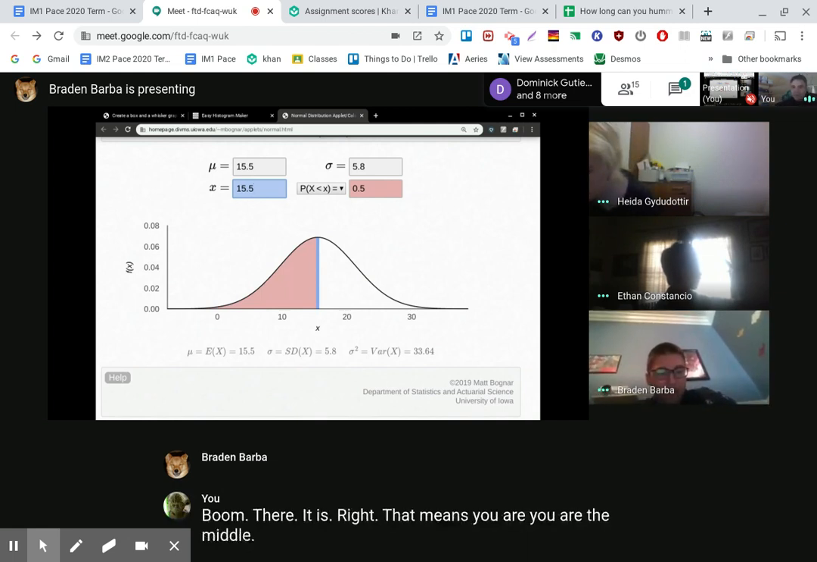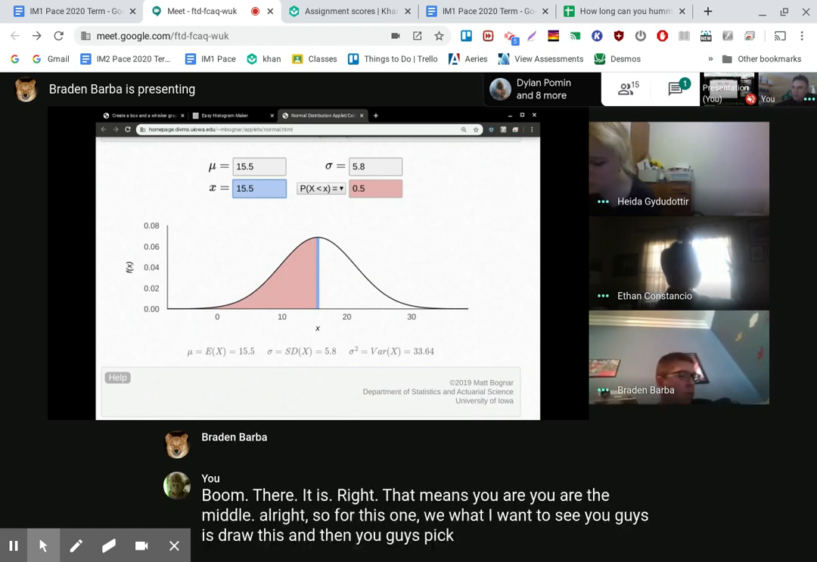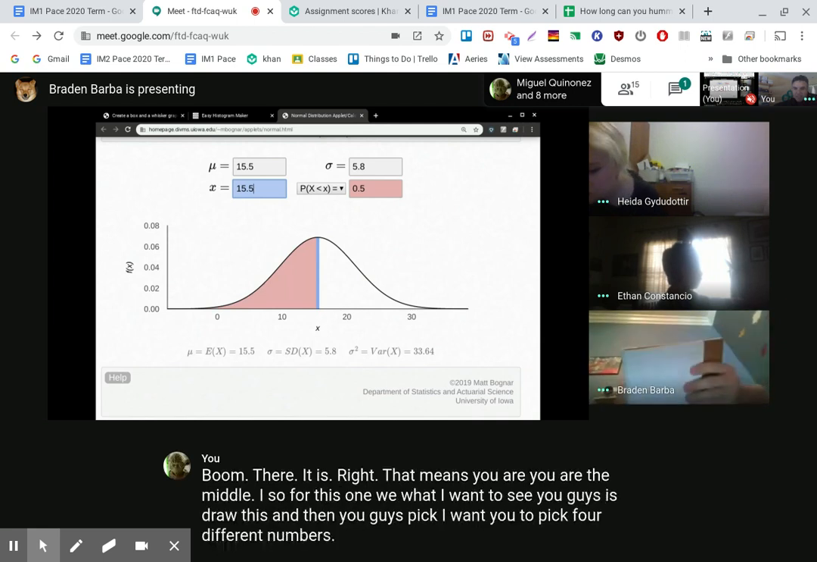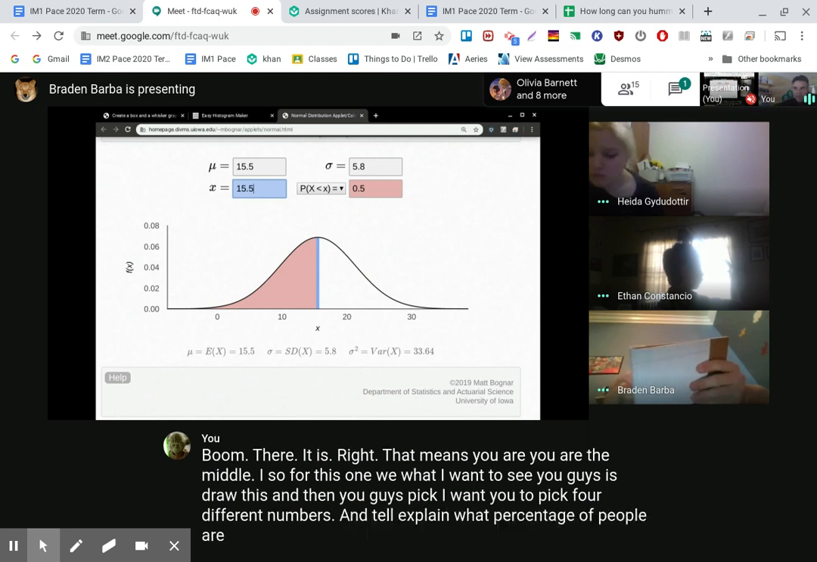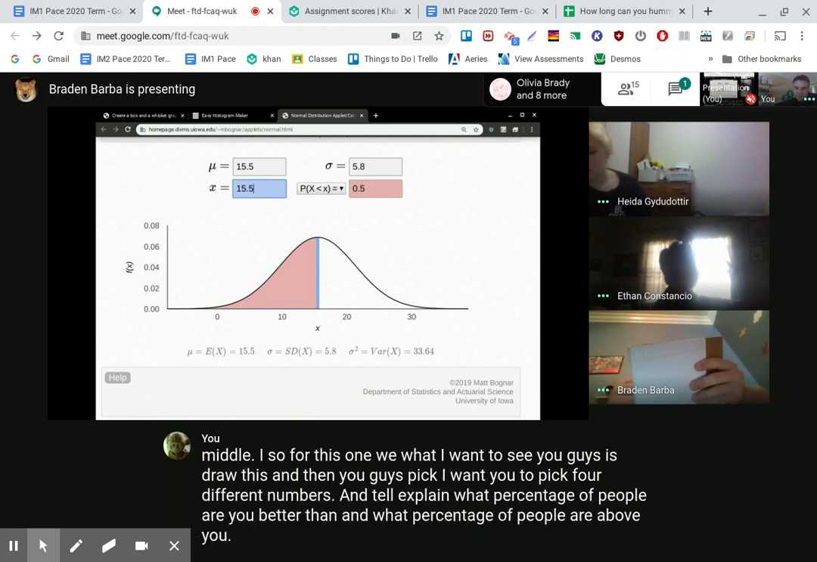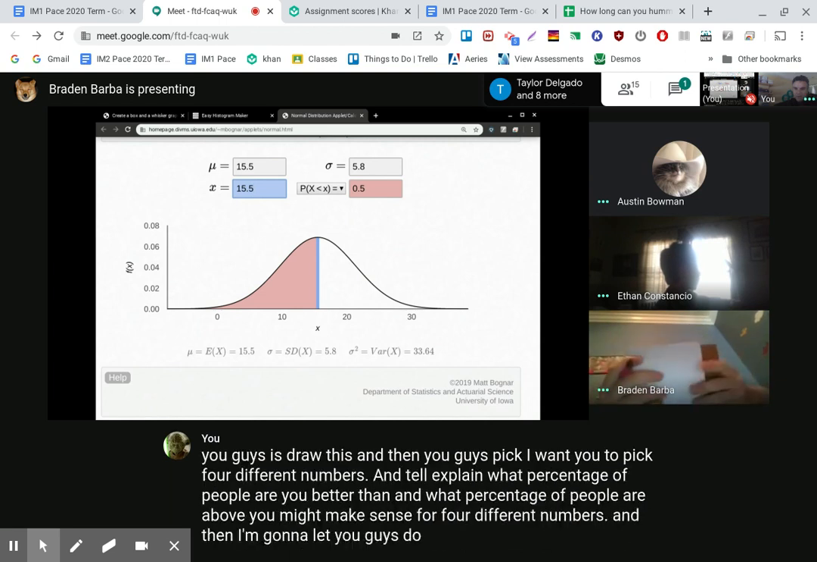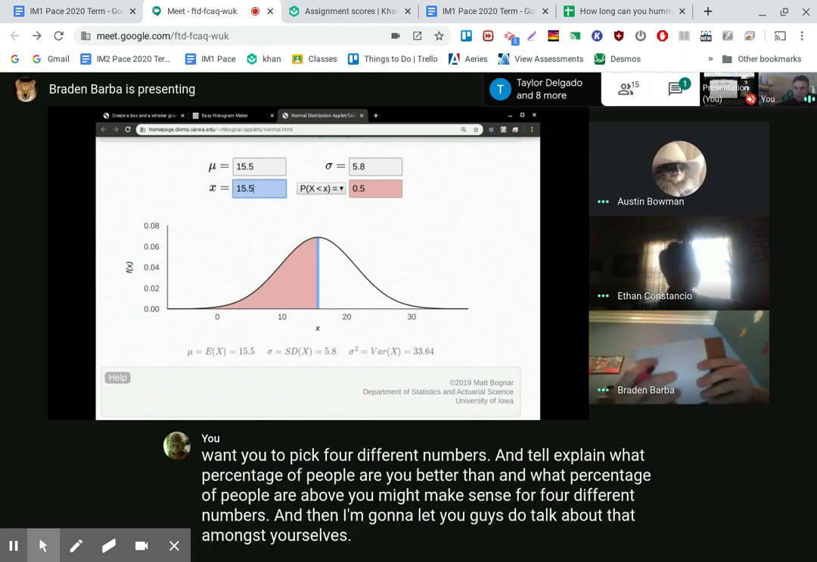All right, so for this one, what I want to see from you guys is draw this, and then pick 4 different numbers and explain what percentage of people you are better than, and what percentage of people are above you, right? Make sense? For 4 different numbers. And then I'm going to let you guys talk about that amongst yourselves. I'm going to take a little walk.